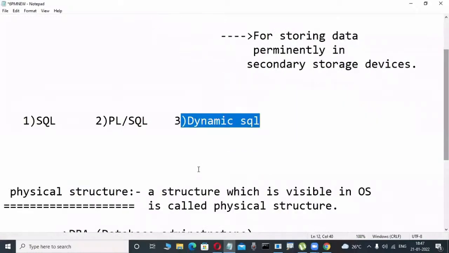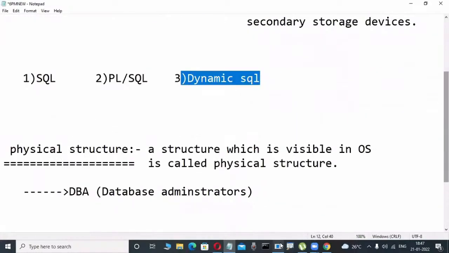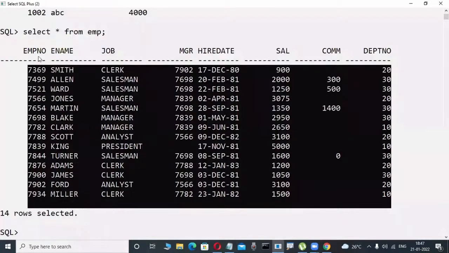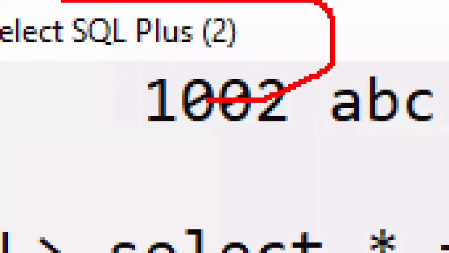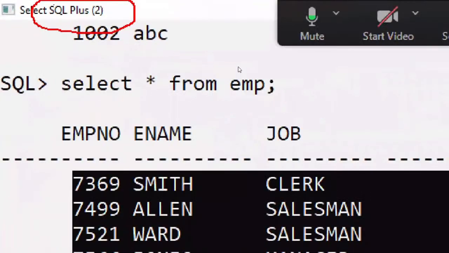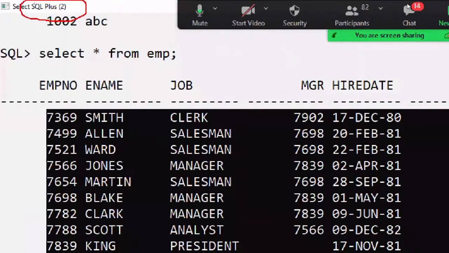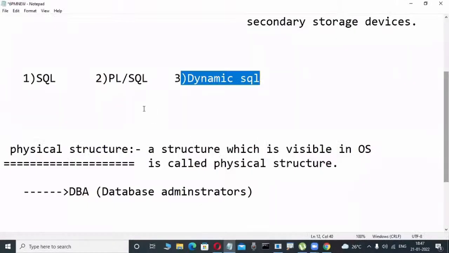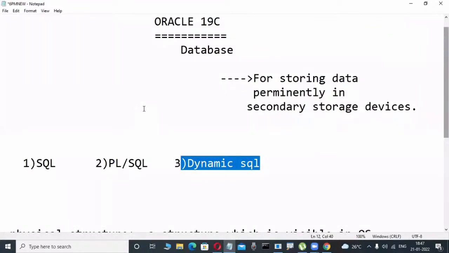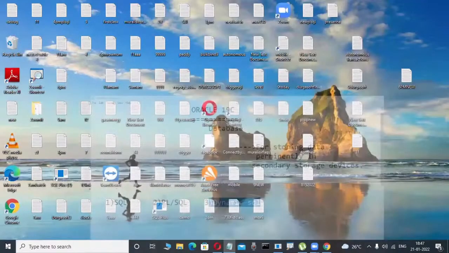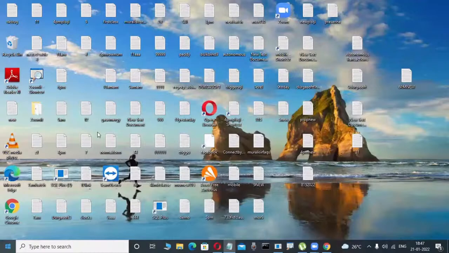But unfortunately, here another thing is there in my system. SQL Plus is there. What is this one? This is a tool, called a client tool. If you want to connect to the Oracle database, then we are using client tools. SQL Plus is a default tool. Whenever I'm installing the Oracle software, automatically the tool is available.